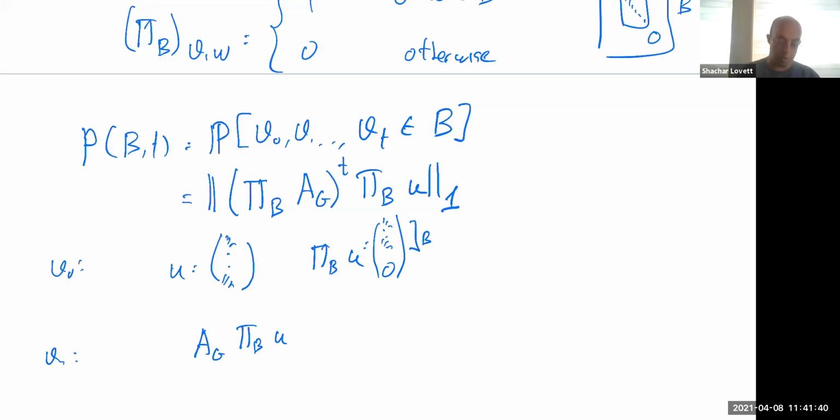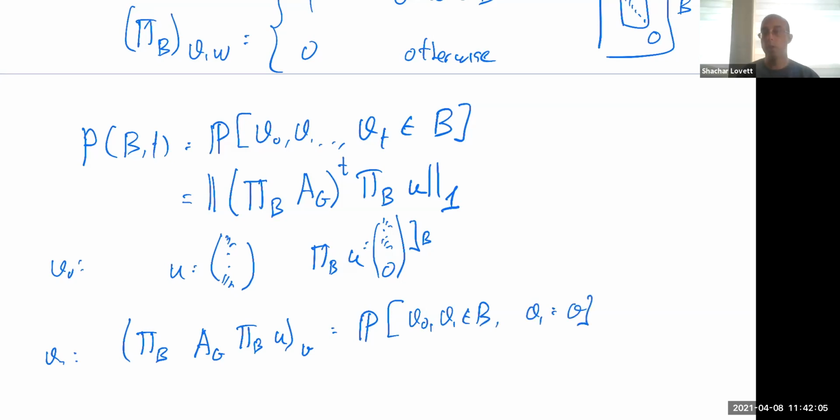So I also want to zero out all the probabilities that are not in B. So formally, this coordinate V is going to be the probability that V0 and V1 are in B, and that V1 is equal to V. So this π_B basically kills all these events of V0 and V1 not being in B, and then we just get this vector, and the V coordinate is a probability of simile.